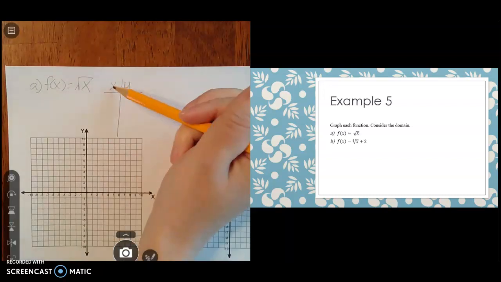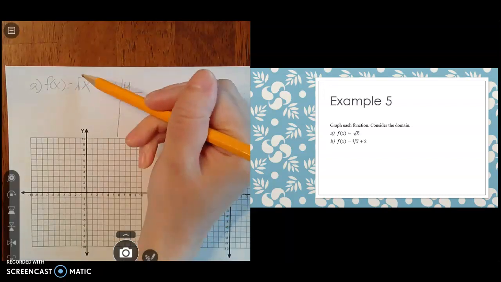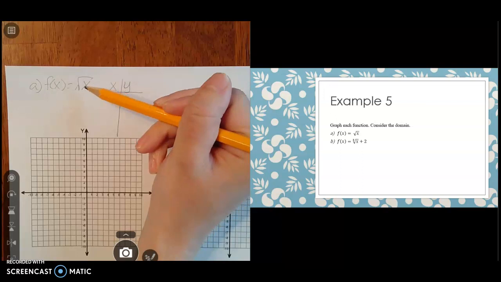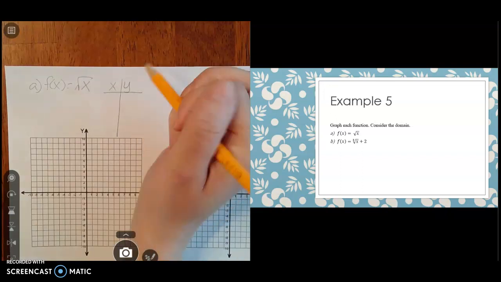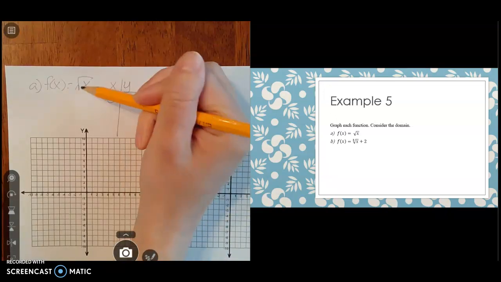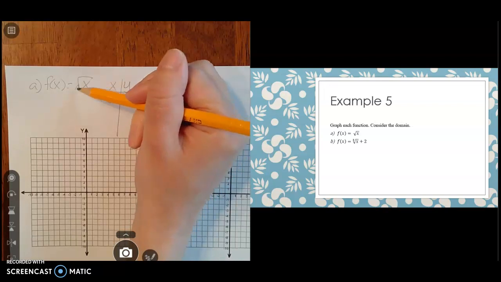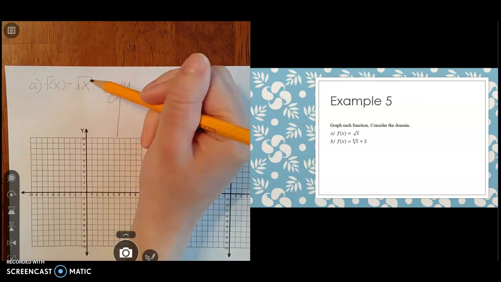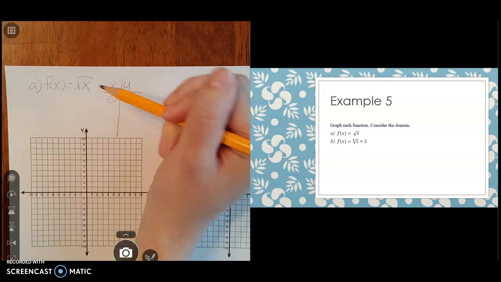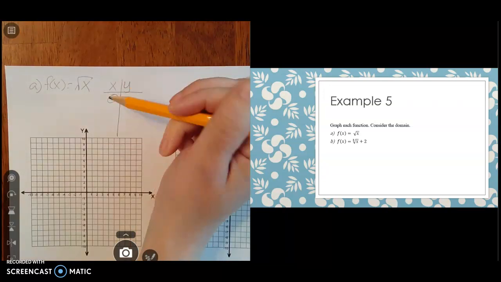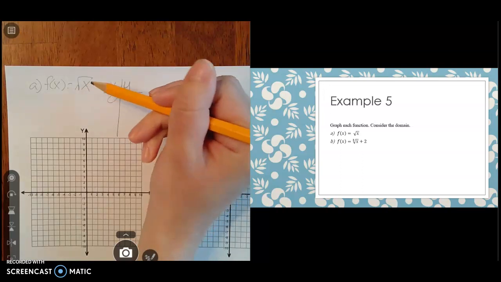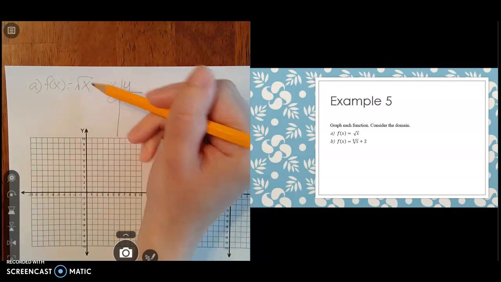So when you're picking x's, you know that you're about to take the square root. So pick easy ones, okay? Pick ones that are perfect squares that are going to plot really nicely. So the smallest value I can pick is 0. Keep in mind that x's are not going to be negative because you can't take a square root of a negative number. That would be a not real number or an imaginary number. And we're not graphing those on our graph. So the smallest real number that we can get for a perfect square is 0.